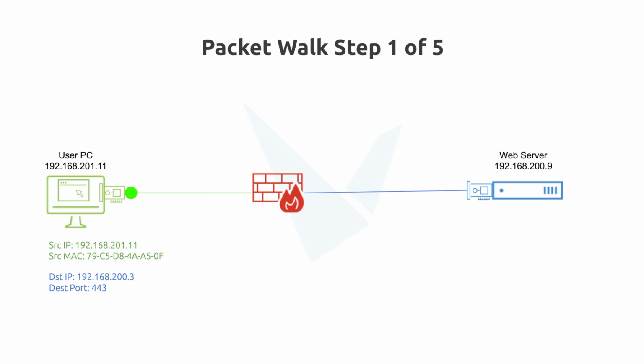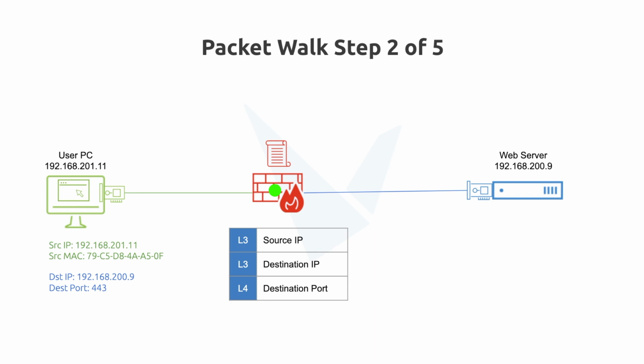Now, going back to our packet walk, a user PC with an IP address of 192.168.201.11 and a web server with an IP address of 192.168.200.9. The packet will leave the user PC via the network. It will arrive at the firewall for a decision of allow or block. The firewall will mostly have rules based on source IP, destination IP, and destination port. Once again, until the firewall has verified all the rules, it will not release the packet to its destination. The firewall will cage or lock the packet to check all the firewall rules from top to bottom to match it before it can allow or block.